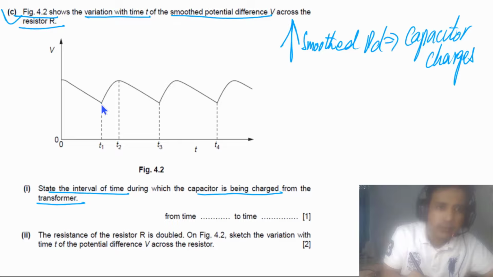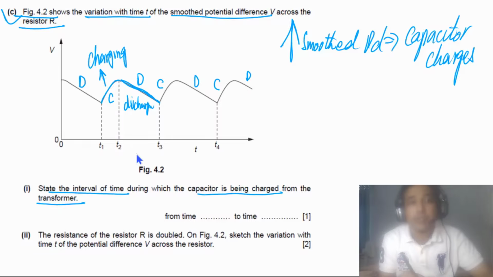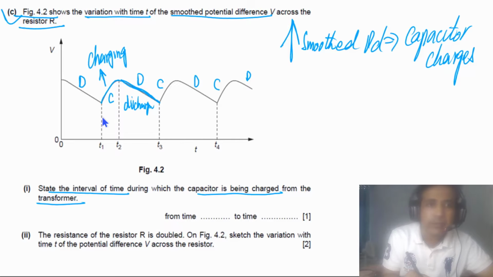Now if you look at this interval of time from here to here, potential is increasing, so it means capacitor is charging here. So we can say this region is representing charging. And if you look at the next one, potential is decreasing. So this region is discharging. So we can say charging, this is discharging, this is charging, this is discharging, this is charging, and this is discharging, and this part is also discharging. D for discharging.